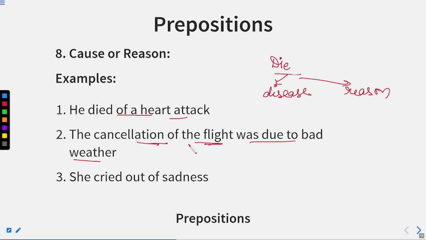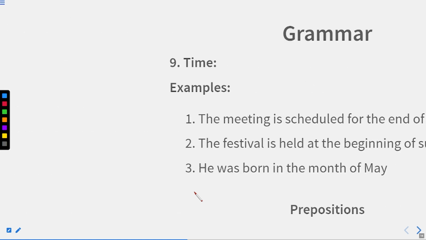She cried out of sadness. So cried out. Why so? What is the reason? Of sadness. So just to show the reason, just to show the cause, we can use preposition of. Now let us move to the next one.